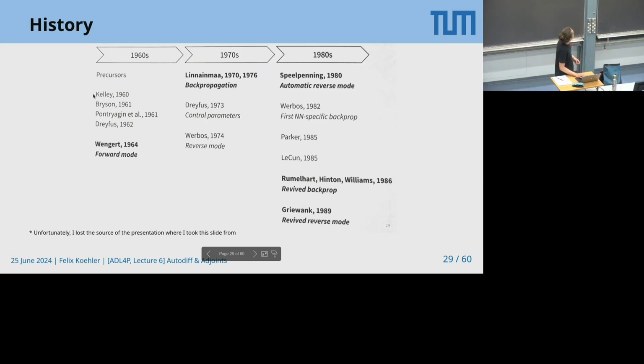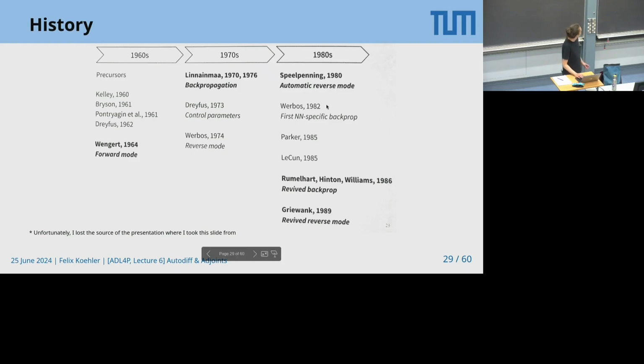In the 1960s, he listed some of the precursors. They did work in continuous automatic differentiation, so they derived the adjoint rules in the context of optimal control, to optimize some dynamics. A very important contribution was by Wengert in 1964, who is attributed the invention of forward mode AD. In the 1970s, the Finnish scientist Linnainmaa is usually associated with the invention of backpropagation or reverse mode, although he did it more in the context of error propagation rather than derivative propagation.